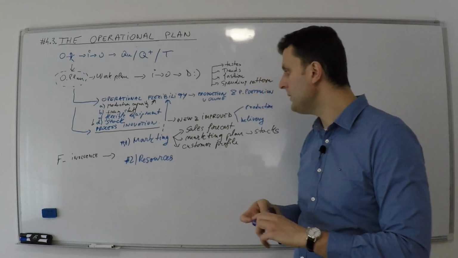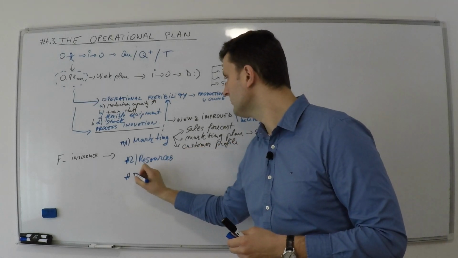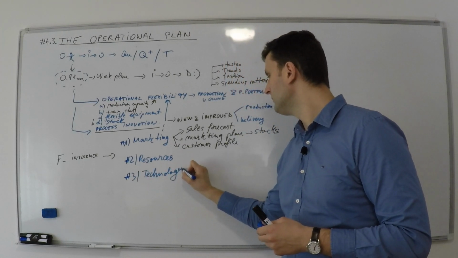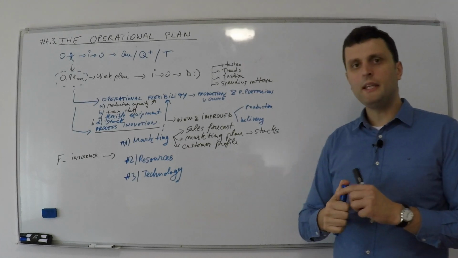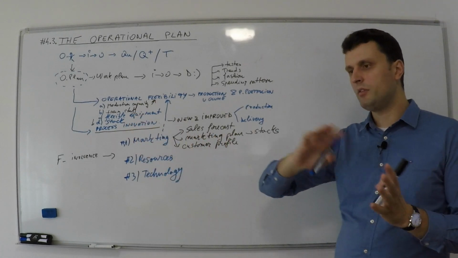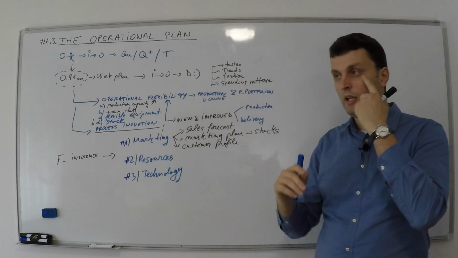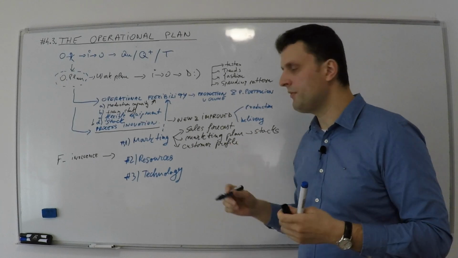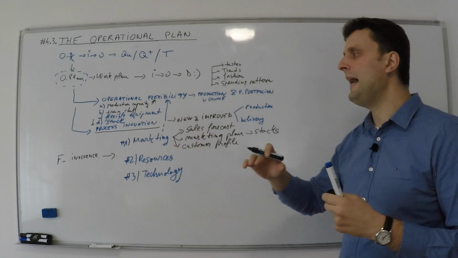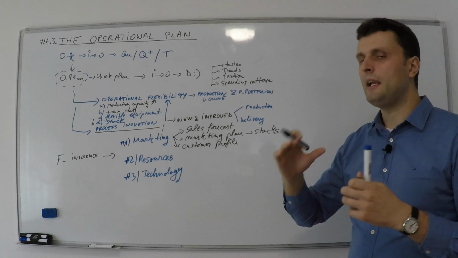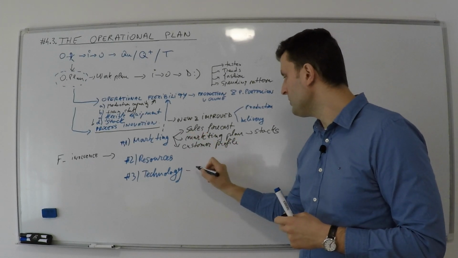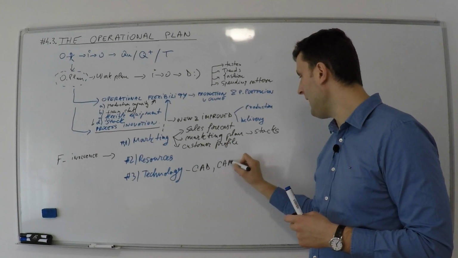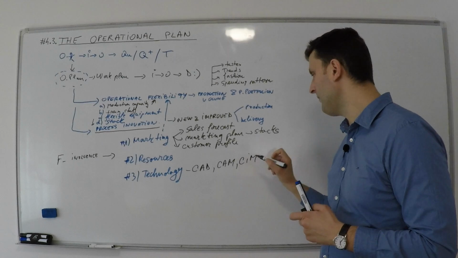And number 3 would be technology. Technology, but don't think over here only in terms of labor intensive and capital intensive, that type of technology. We have to think further. So why further? Because we have to think of special software and hardware that will enable us to take our business to the next level. And we speak here of computer-aided design software, of computer-aided manufacturing, and computer-integrated manufacturing.